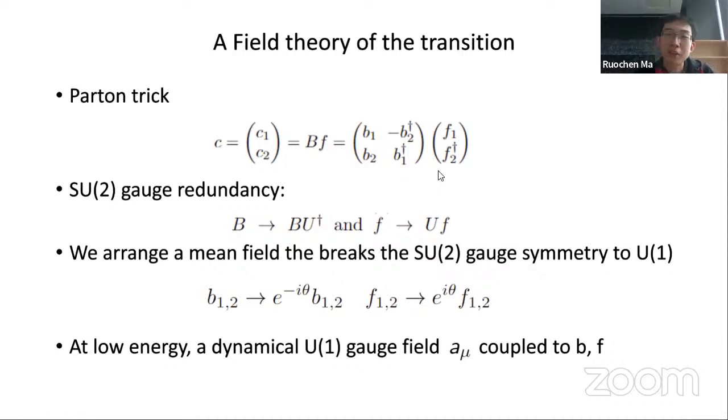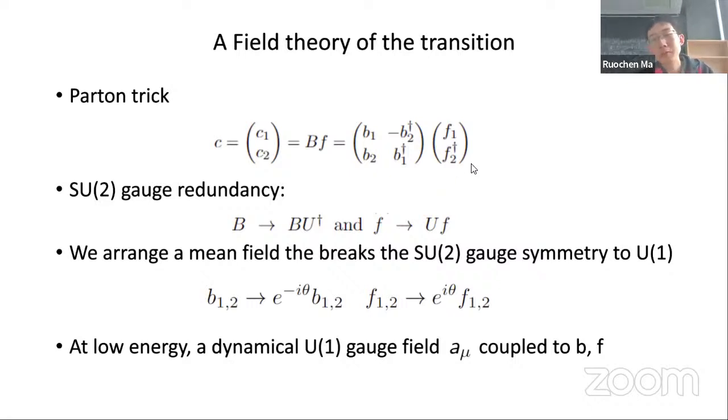And by staring at the parton construction, you can convince yourself that in this construction, there is an SU2 gauge redundancy. So if we rotate the B boson, the matrix B, by an SU2 rotation from the right, and the same SU2 rotation with a dagger to F on the left, the physical operator, namely the electron operator, is unchanged. So we have an SU2 gauge symmetry.